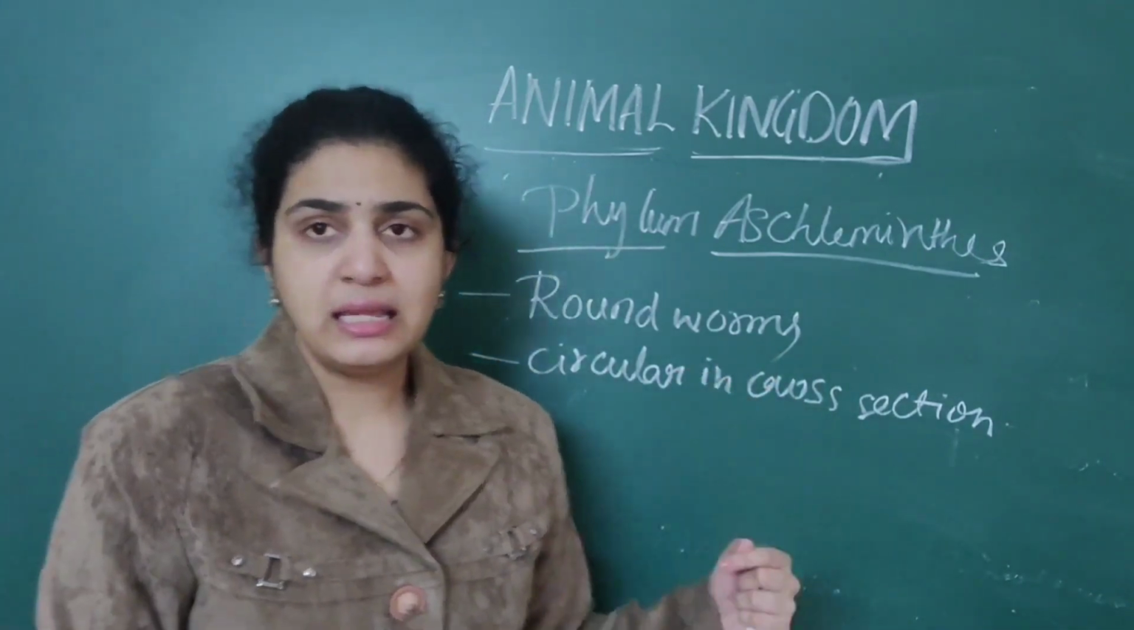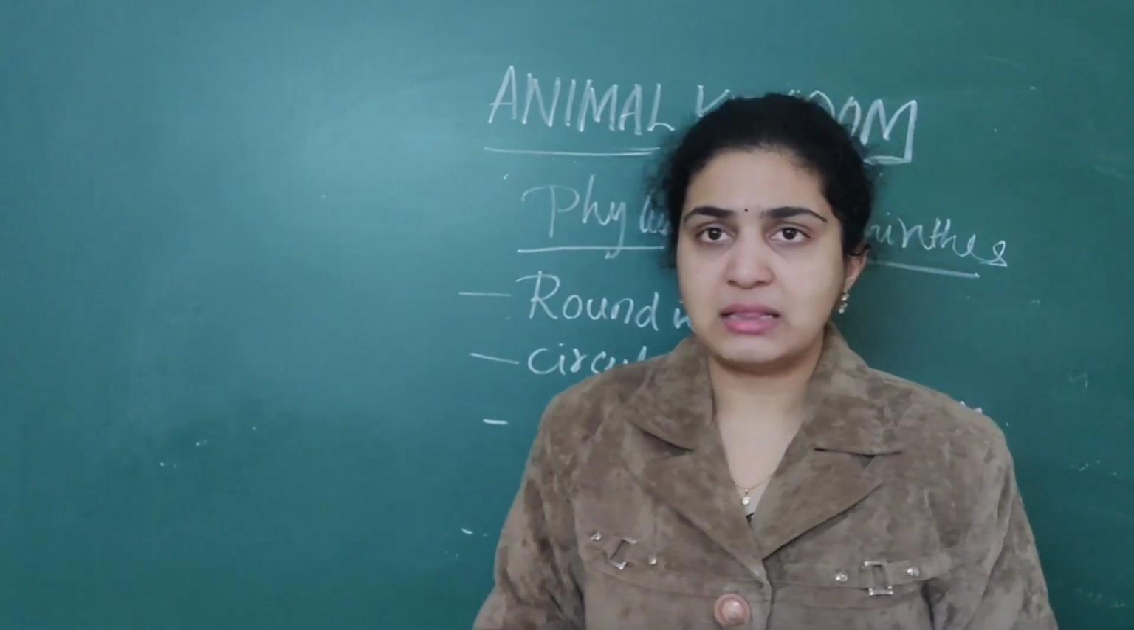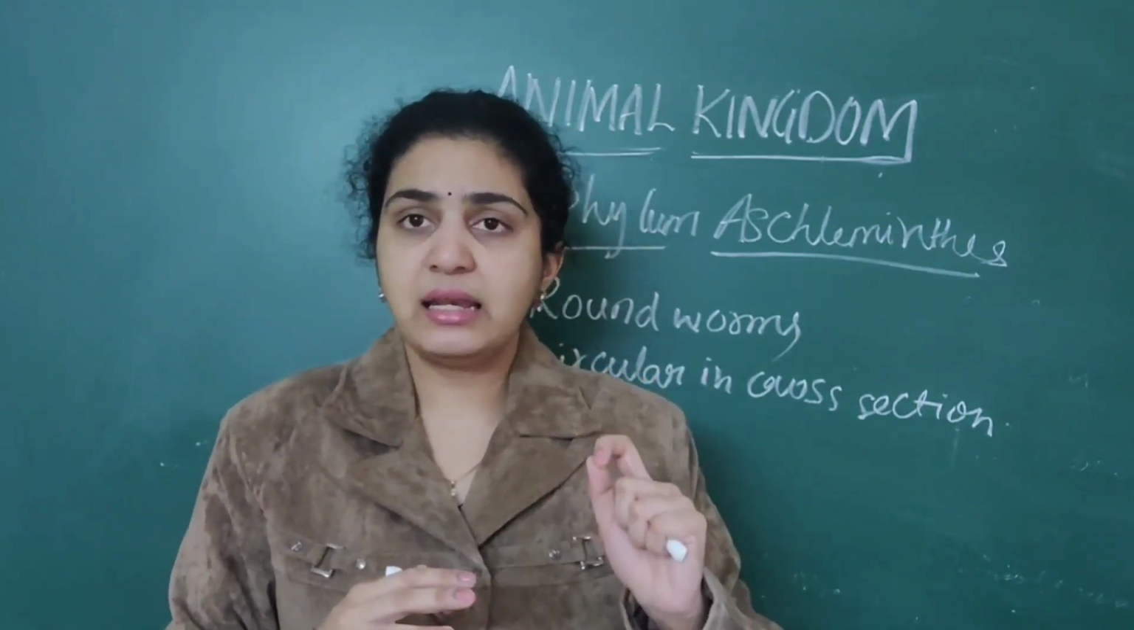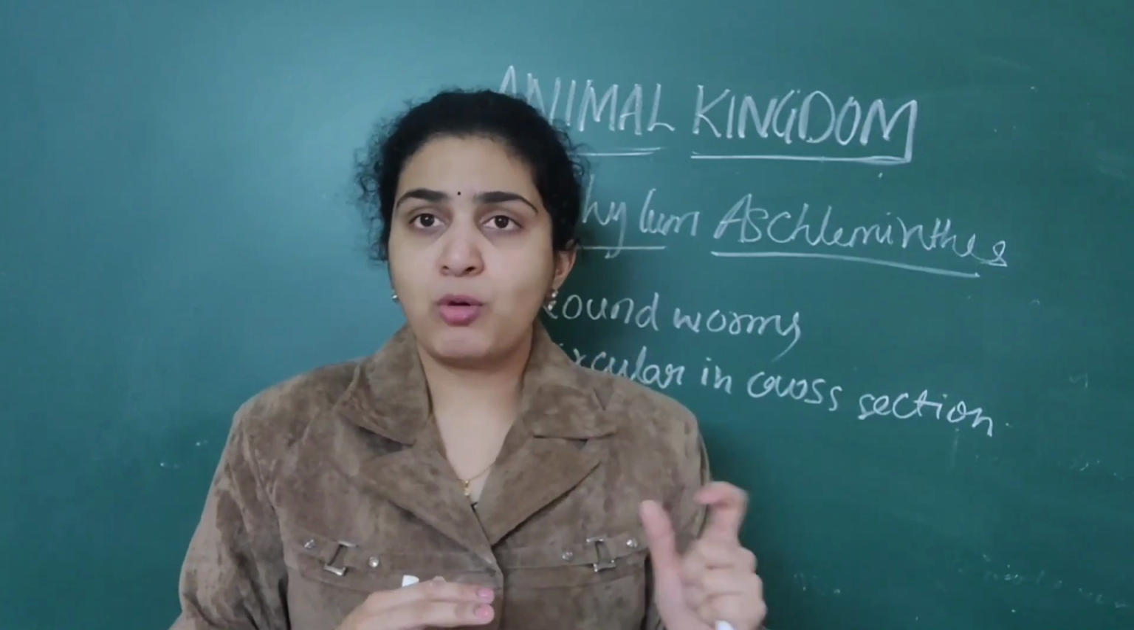Next, when we go deeper, what is the property exhibited by Platyhelminthes? From Platyhelminthes onward, all organisms are triploblastic. Before that, Cnidaria is diploblastic.